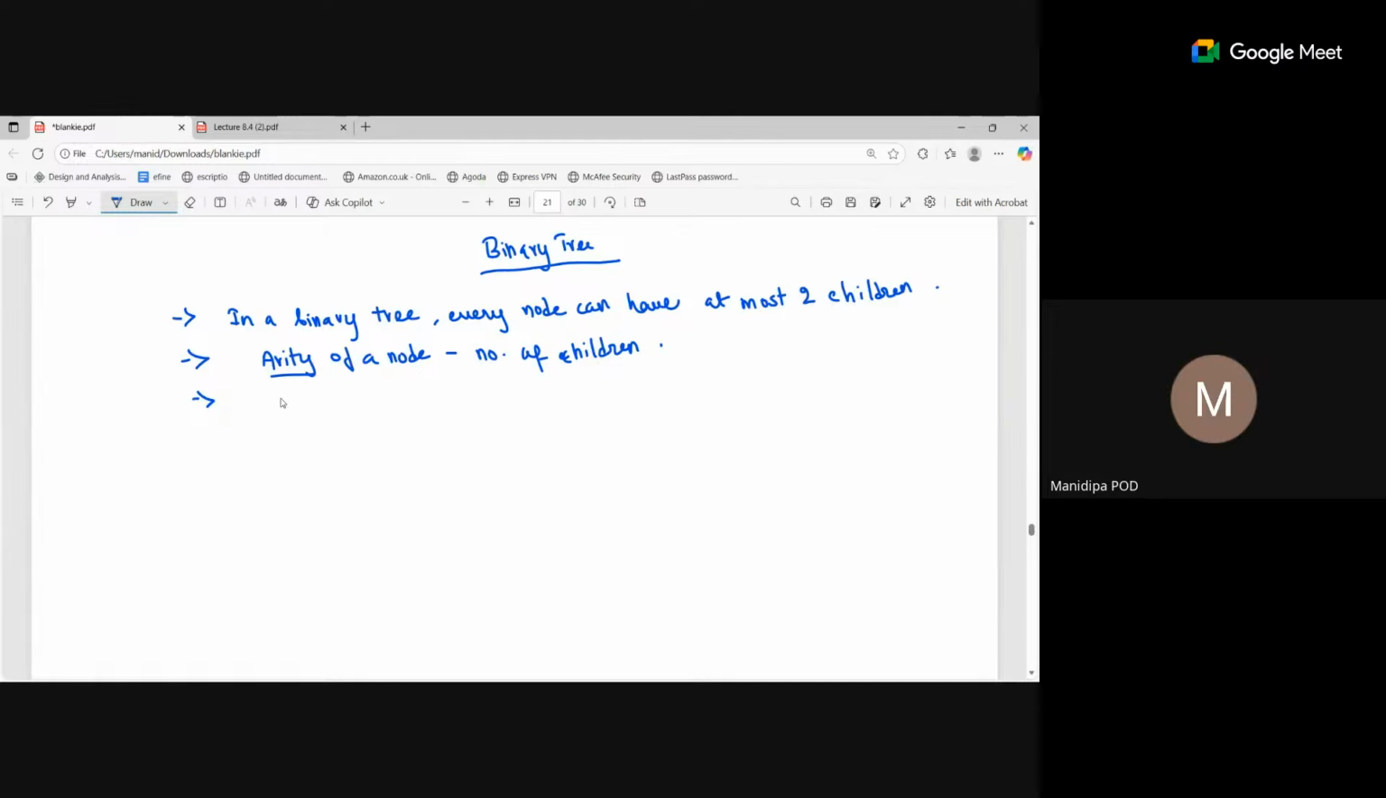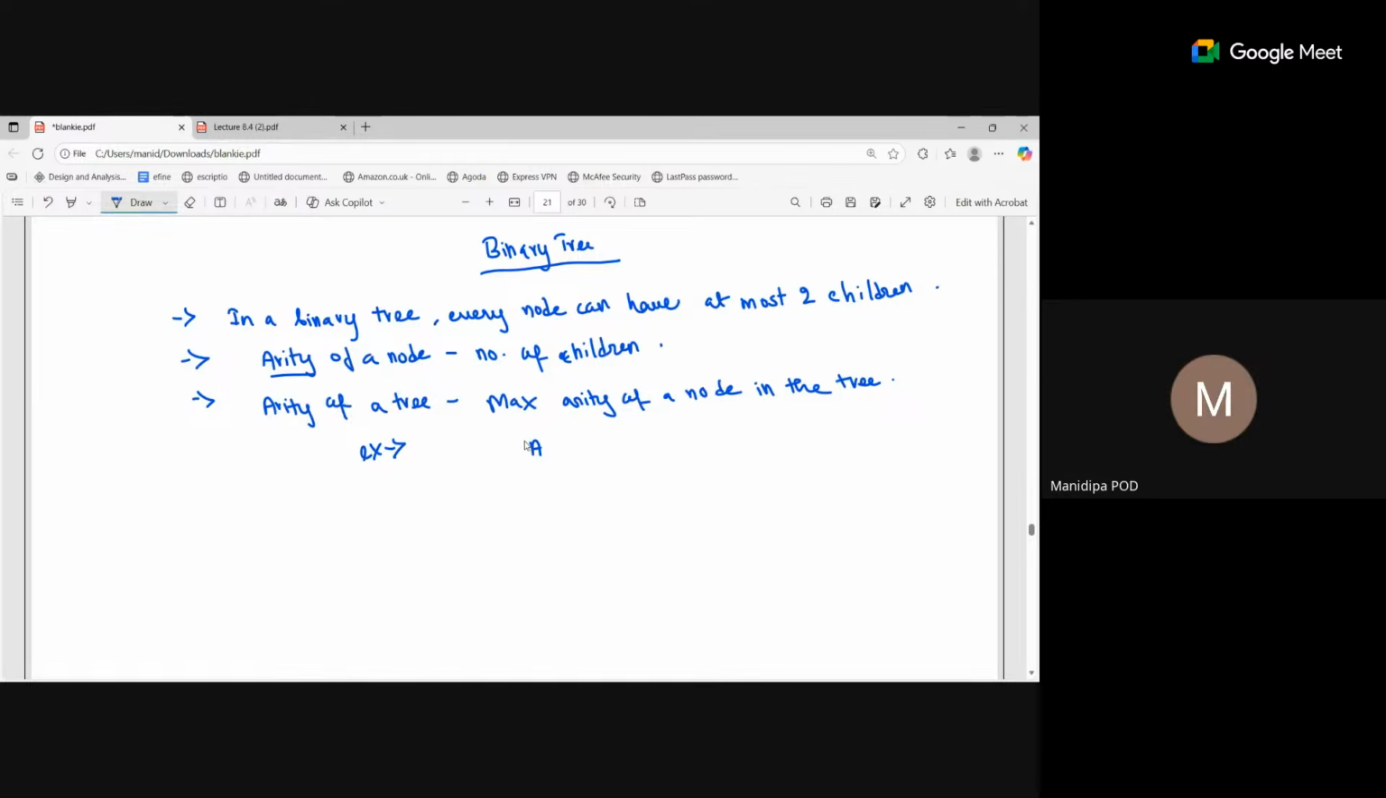Now, what is the arity of the tree itself? It is the node which has the maximum number of children. So the max arity of any node in that tree is the arity of the entire tree, right? So, max arity of a node in the tree. Now, for example, let's see what a binary tree looks like. Every node again can have 0, 1 or 2 children. So first let us have a root node A. Now root node A has 2 children, B and C.